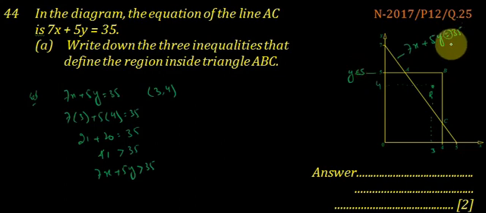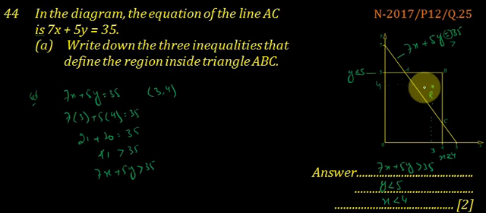And one equation is x is equal to 4. It is a vertical line, and it cuts only the x-axis, so only the value of x is defined here, x is equal to 4. So the region must be below the value of x, so x must be less than 4. It may be 3, 2, 1, so less than 4. So the three inequalities are: 7x plus 5y is greater than 35, y is less than 5, and x is less than 4. So there are three inequalities that define this particular region.